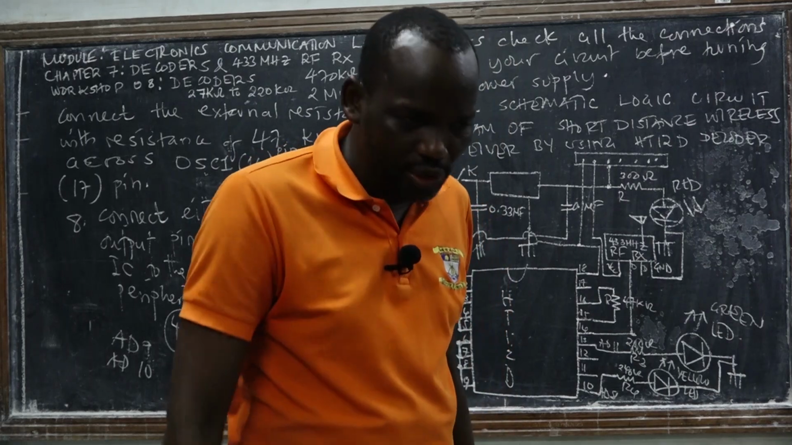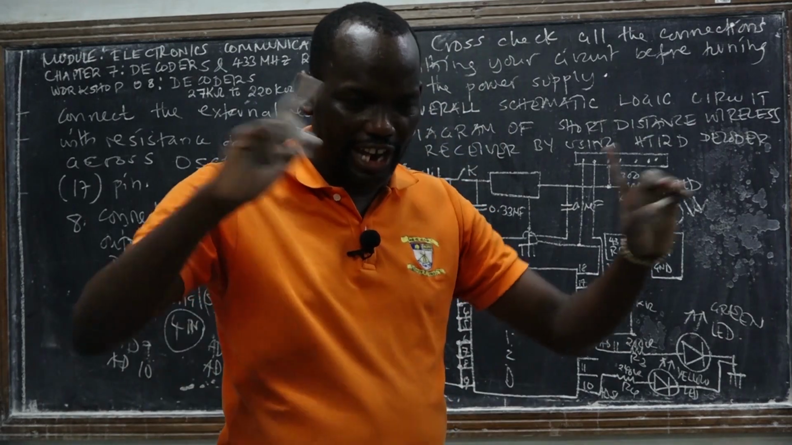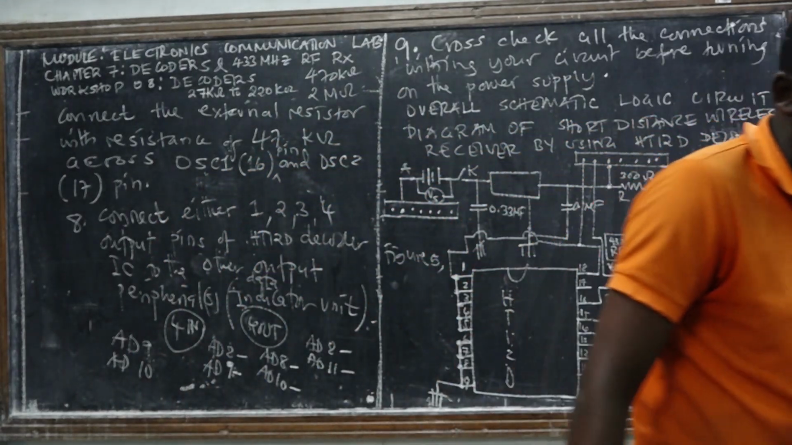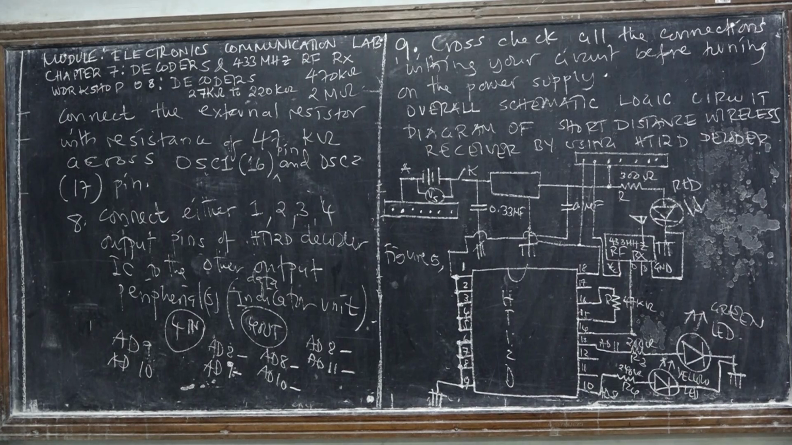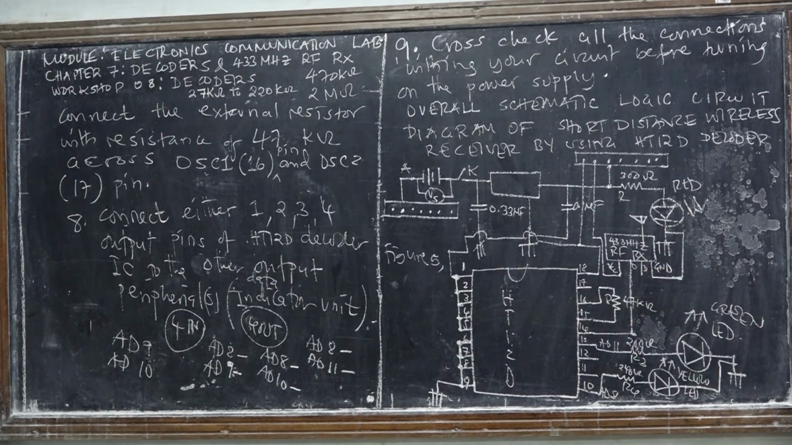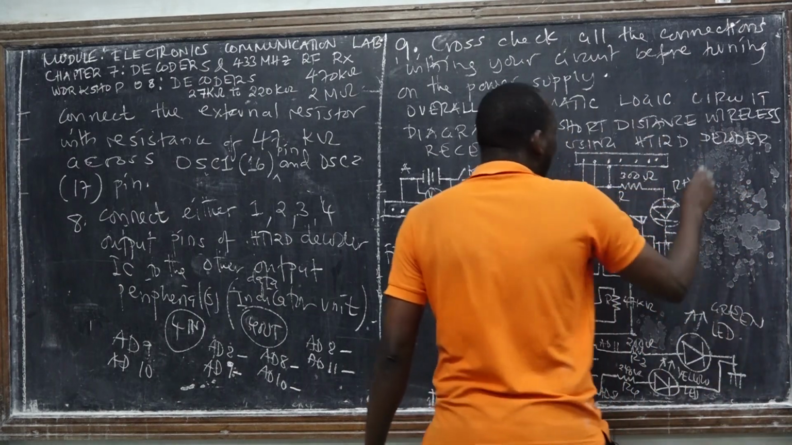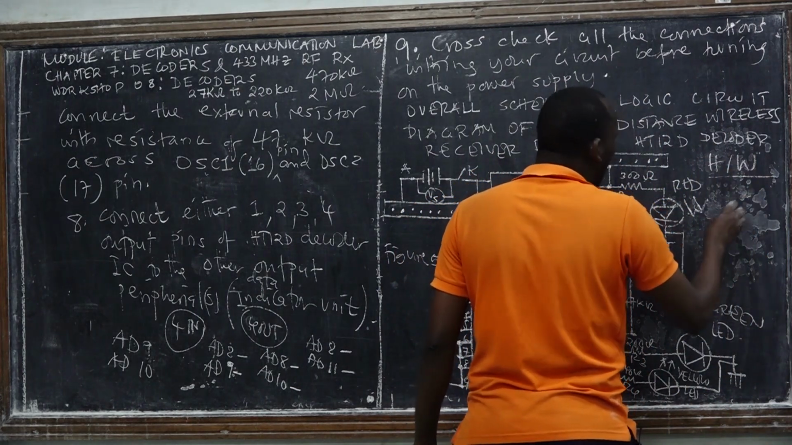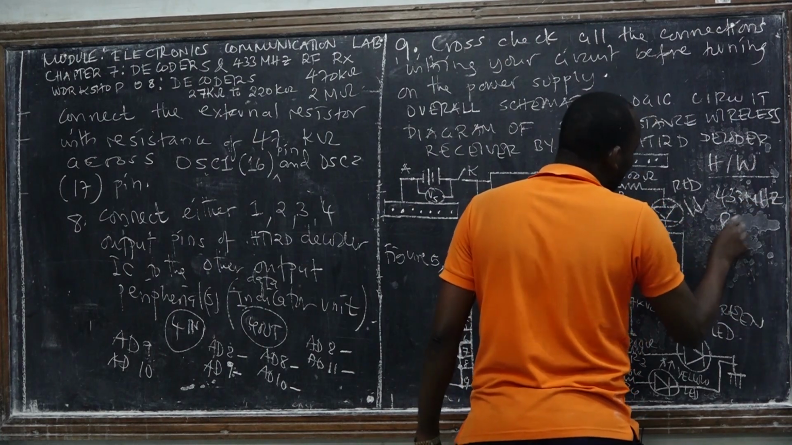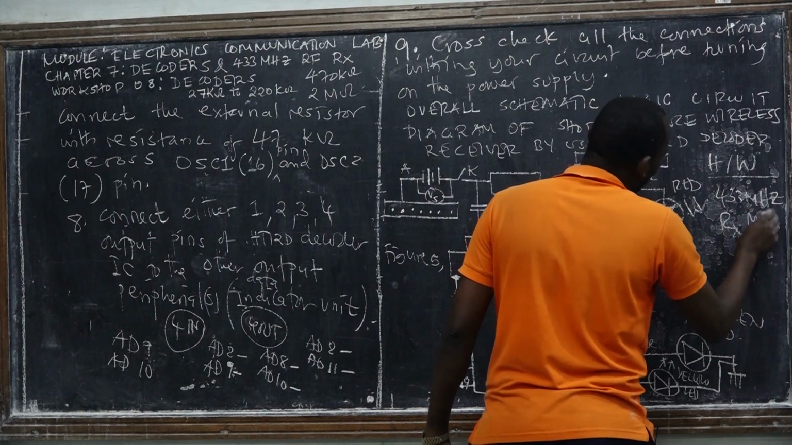An assignment I'm leaving to you: draw the overall schematic circuit diagrams of the short distance wireless transmitter unit and the wireless receiver unit. So this one plus the one we drew in workshop number 6, and you'll enjoy the electronics communication laboratory. That's one of the assignments or homework. Then another homework: go and read about the 433 megahertz receiver module.